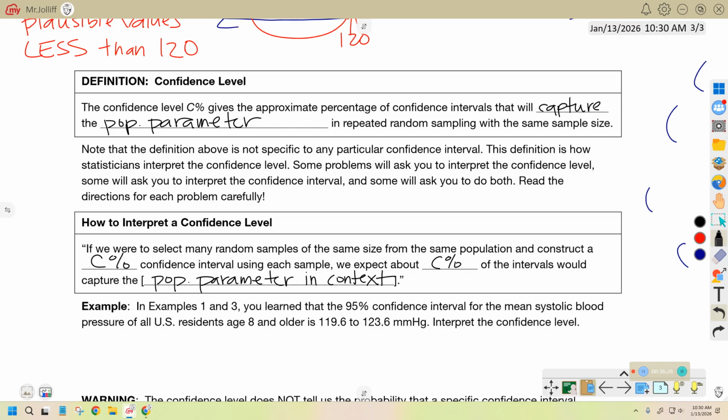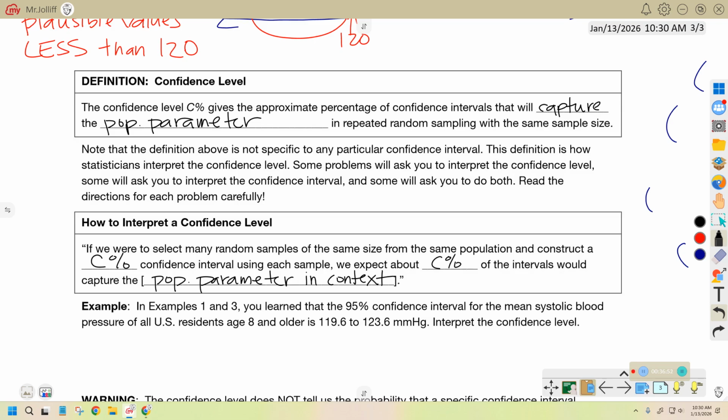Notice the only number up there is the confidence level, C%. No interval, no specific sample. I'm just worried about what that confidence level means. Nod your head yes. You will notice population parameter in context.